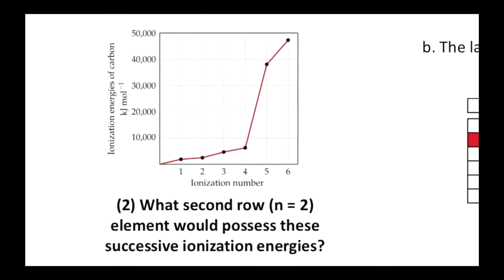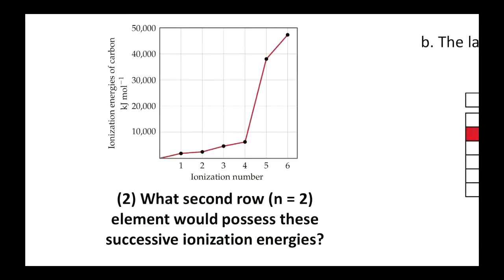I showed this graph, which shows different ionization energies for an element, and I asked what second row element would possess these ionization energies. Each of these dots is an energy relating to removing an electron. You might look at this and see 1, 2, 3, 4, 5, 6 data points, that's 6 valence electrons. But is that what this graph is trying to say?